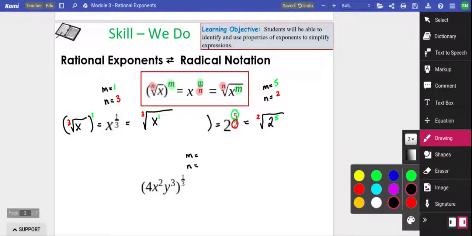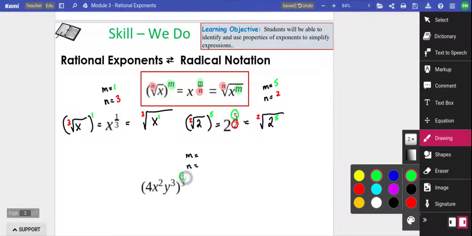Doing it on the other side, we have the radical, the radicand is 2, the index is 2, and the exponent is 5. Same rules apply for more difficult looking problems. Let's take a look at the bottom.